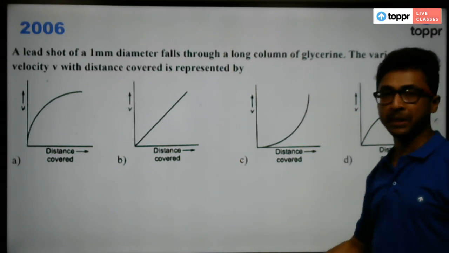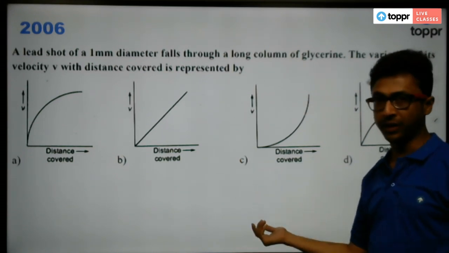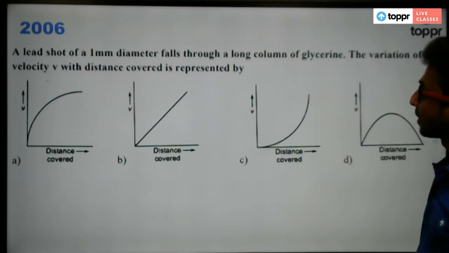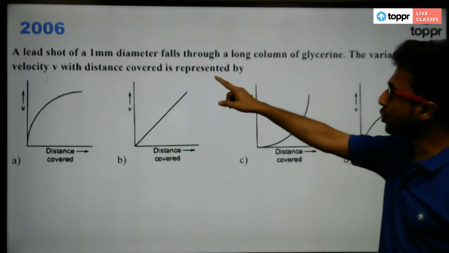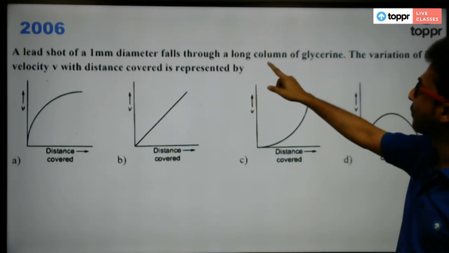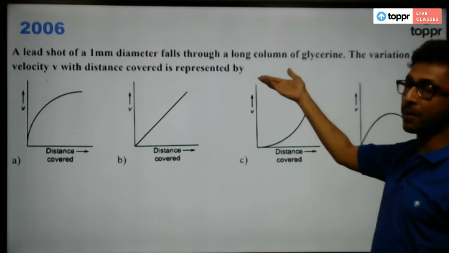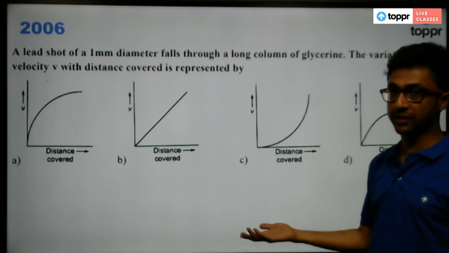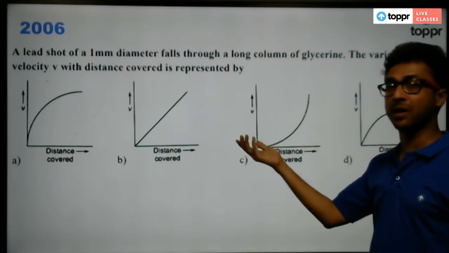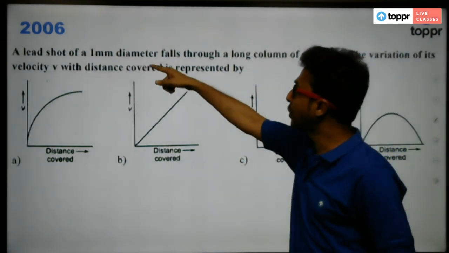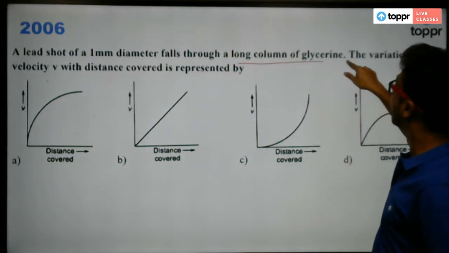This is a very simple question. It's basically more of theory, right? Just read the question, you will understand. A lead shot of 1 millimeter diameter falls through a long column of glycerine. So of which chapter? It's nothing but viscosity, and we're trying to find out the terminal velocity. The lead shot falls through a long column of glycerine.